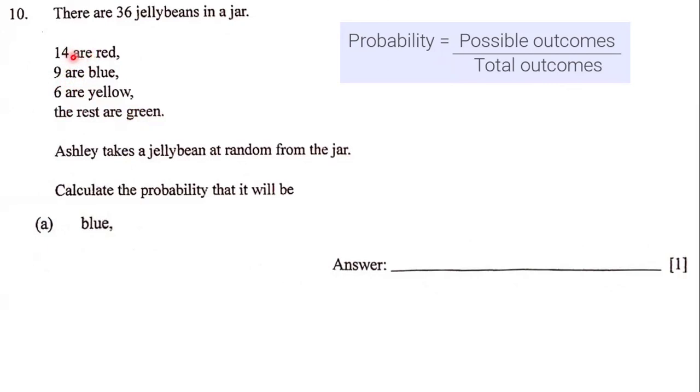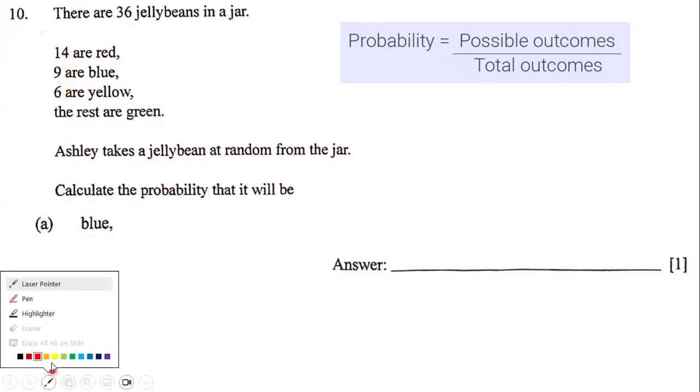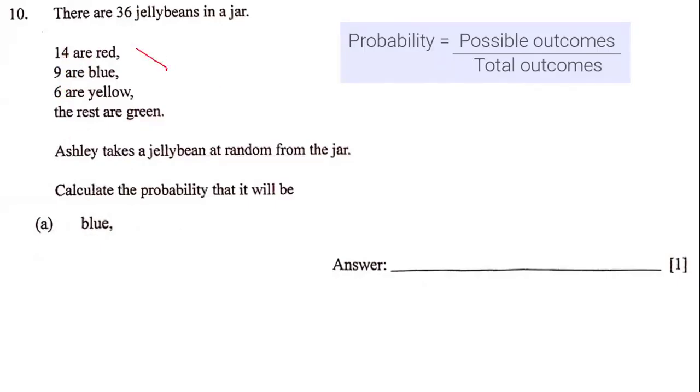And it's not that 14, 9, and 6 would give us 36. In fact, if we add 14, 9, and 6, we get 29. And if we want to really know how many green there are, all we need to do is say 36 minus 29. What is 36 minus 29? Well, that gives us 7. And so what that means is there are actually 7 green.